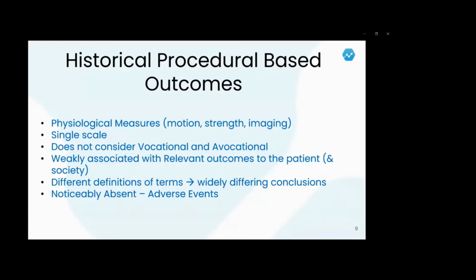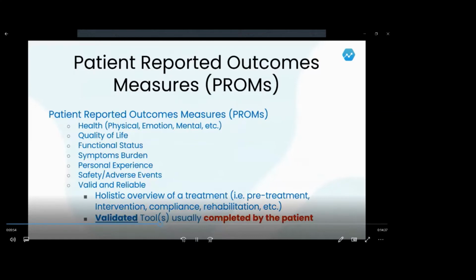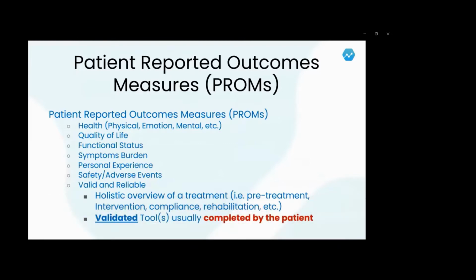Above all, do no harm. So we need to make sure we're looking at adverse events. So people started developing something called patient-reported outcomes. They look at a variety of different measures and qualities of life, personal, adverse events, and they were able to be developed to be valid and reliable. They're completed by the patient, and we're able to look at the different components of the treatments.